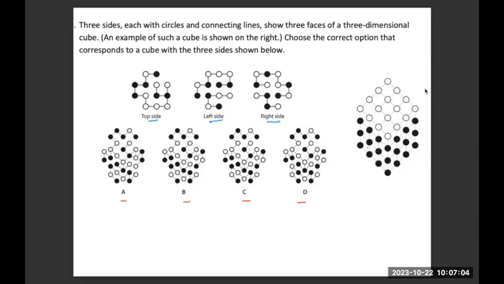Please try solving this once, and then please write your answers in the chat box, please.